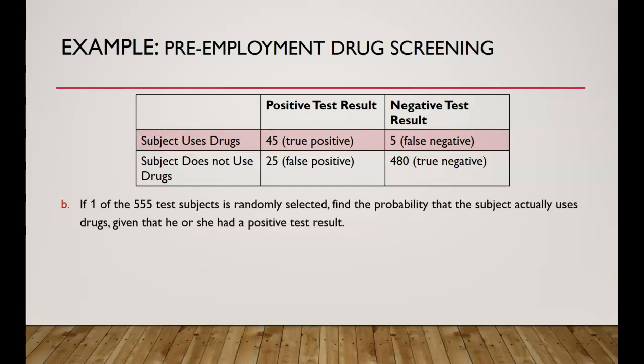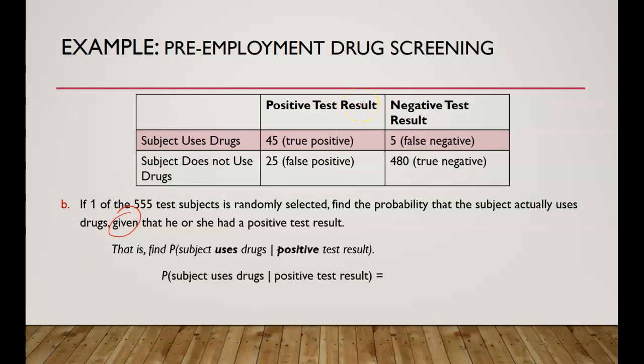We will use the same table to solve the second part of the problem. If one of the 555 test subjects is randomly selected, find the probability that the subject actually uses drugs given that he or she had a positive test result. Now we need to find the probability that subject uses drugs given positive test result. So we will be looking at only those who have positive test results, which is 45 plus 25, 70 subjects. Out of those 70 subjects, 45 use drugs. 45 over 70 is equal to 0.643 rounded to 3 significant digits.